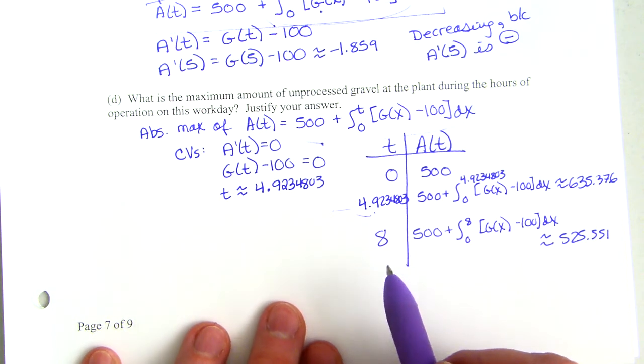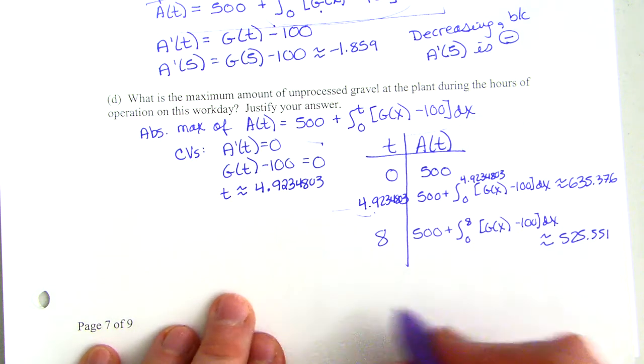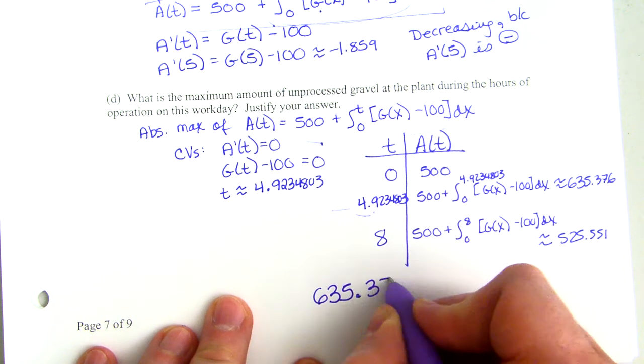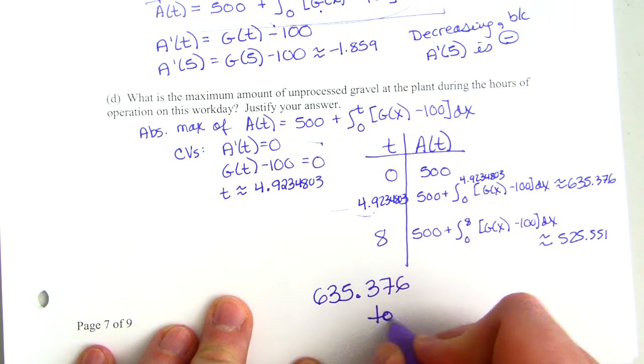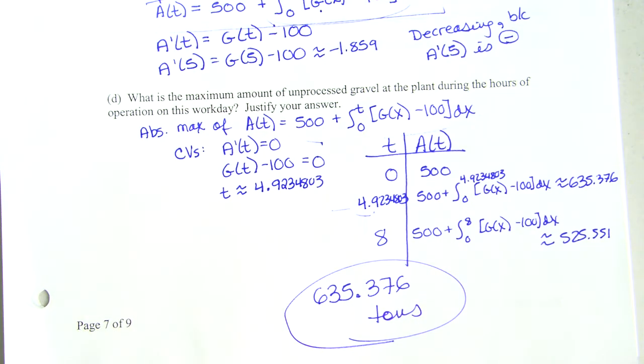Now, I didn't ask you what time this happens. I asked you for what is the maximum amount of unprocessed gravel. Do not give me coordinates for these things. You've got to make sure you're answering within your context. So I'm going to say 635.376 tons of gravel. If I asked you when that's happening, that's when you'd give me the t-value. Do not give me coordinates. Pick out the number we care about, put units on it, and make sure you're reading the problem so you know if I want a time or if I want an amount.